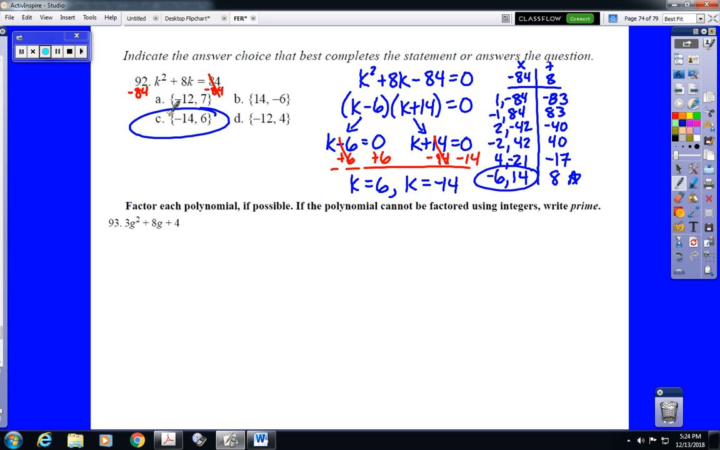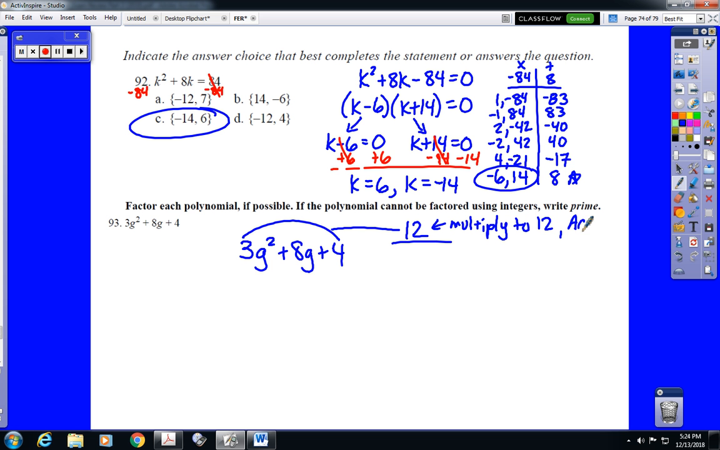93, which is the last problem on page 15, is a trinomial with an a value. So here's how we deal with that. 3g squared plus 8g plus 4. Now we don't just look for numbers that multiply to 4 and add to 8 anymore. What we do is we do 3 times 4, which is 12. And we look at numbers that multiply to 12 and add to 8. Again, the 8 being the middle number. So that would be 2 and 6.